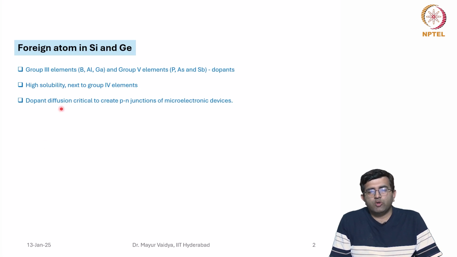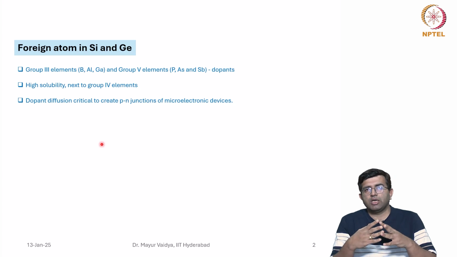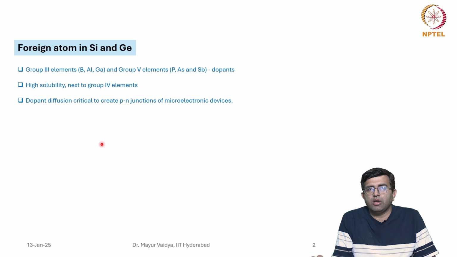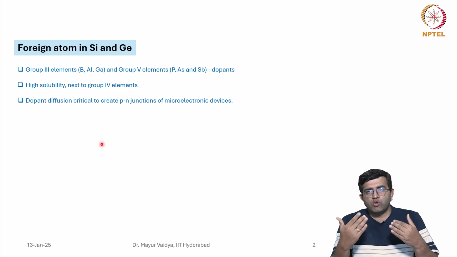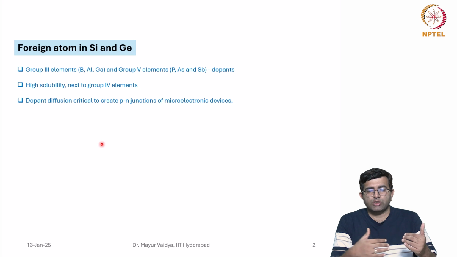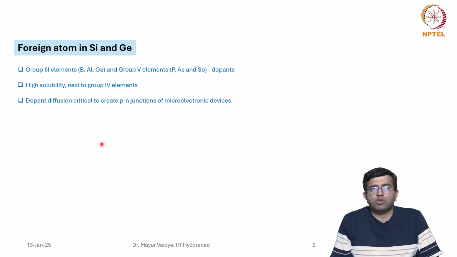Now, dopant diffusion, we all know, is critical to create p-n junctions of microelectronic devices. How much a dopant diffuses is very important to understand to create several devices, because sometimes you want the diffusion to occur and sometimes you do not want the diffusion to occur. In any case, you need to be aware of the diffusion behavior of these foreign atoms in your semiconducting material.